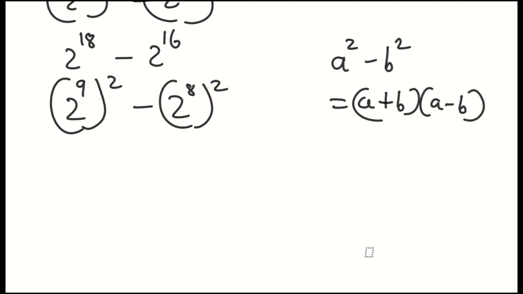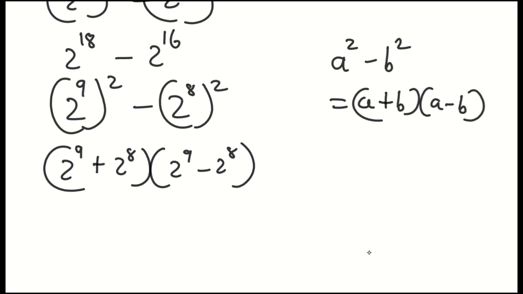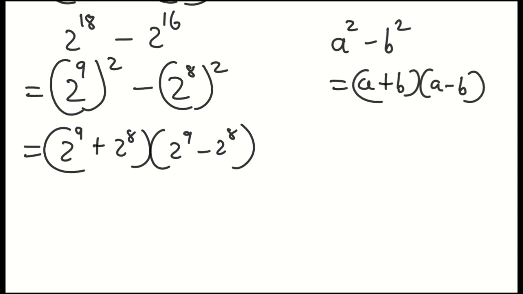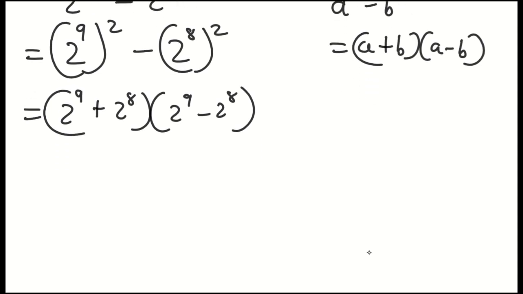So using the difference of two squares, this is going to be what? 2 raised to the power of 9 plus 2 raised to the power of 8 in bracket, and then what? 2 raised to the power of 9 minus 2 raised to the power of 8. I'm using difference of two squares. So let's keep going. Now, what we need to do next is to find out what 2 raised to the power of 9 is and 2 raised to the power of 8 is.